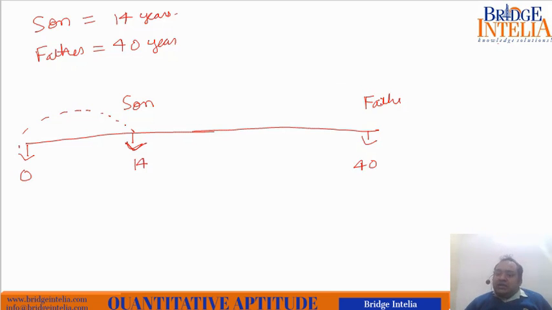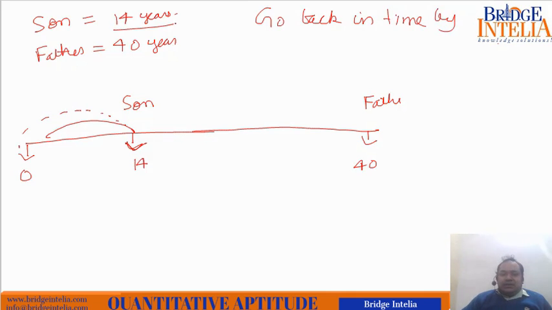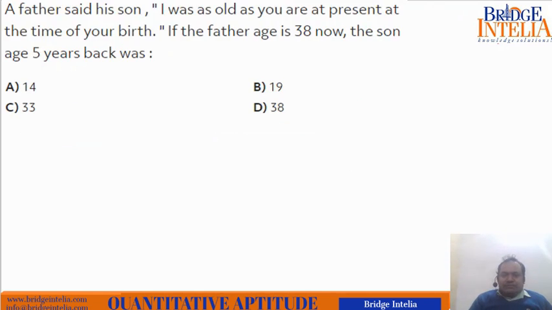When you were born, that means go back in time. Go back in time by how many years? 14 years, exactly the son's age, because he is telling his son when you were born. So everything goes back in time by exactly 14 years. So this is how you are going to deal with these pattern of questions. Now let's move to the question.